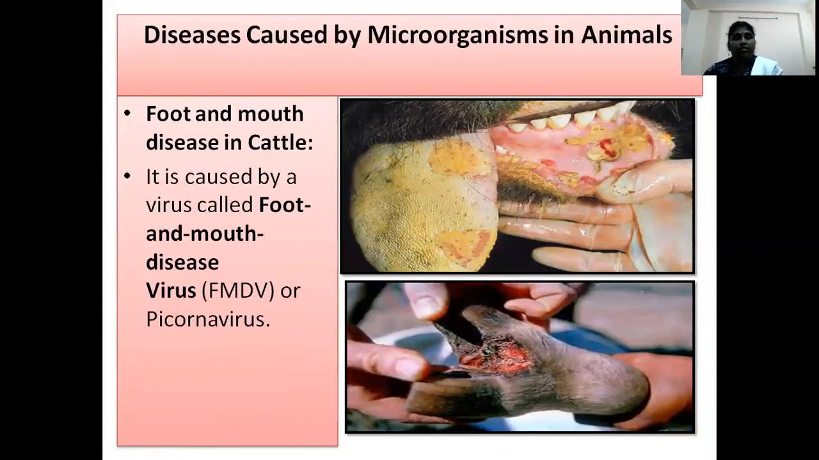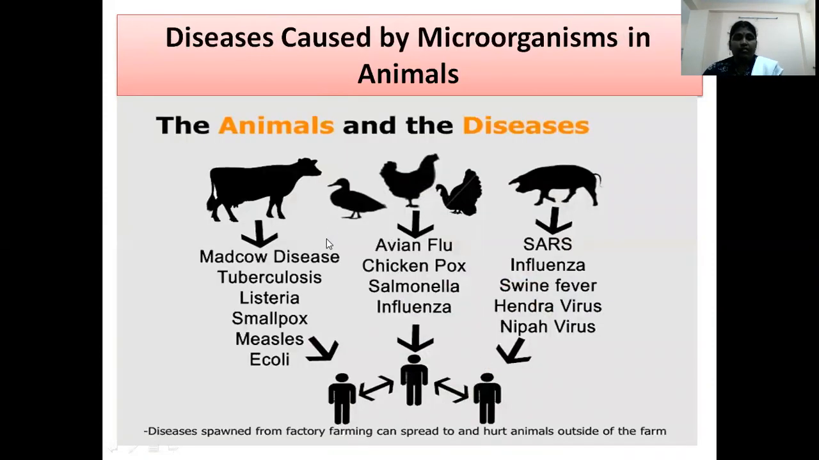Foot and mouth disease in cattle. It is caused by a virus called foot and mouth disease virus, a picornavirus. The symptoms are like this. Wounds will be noticed in the mouth part, bleeding will be noticed, and wounds will also develop on the foot part.